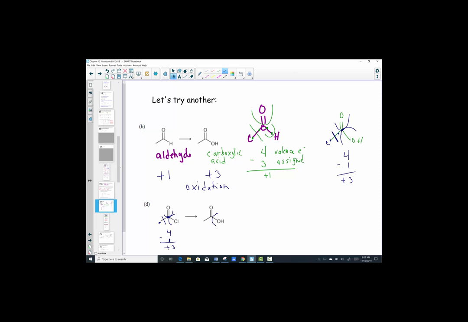I'm going to give both electrons to the oxygen, all 4 electrons to the carbonyl, and cut this one in half, giving us again just 1 assigned electron. Carbon lives in group 4. We only gave it 1 of those electrons, so this was a +3. So there was no change in oxidation.